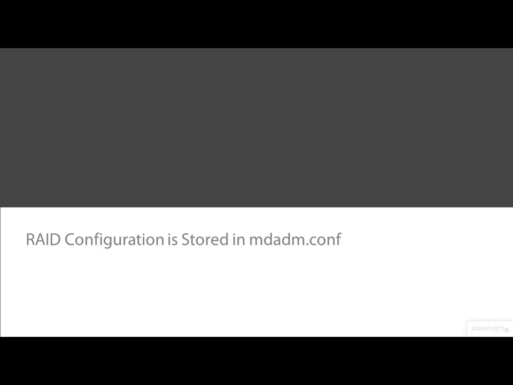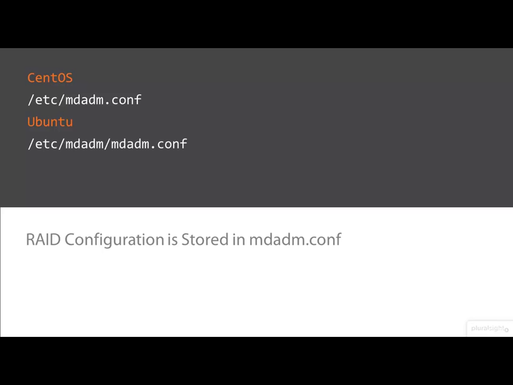To persist the RAID configuration, we need to store the information about which devices make up the array, and that's stored in the mdadm.conf. On a CentOS or Red Hat system, it's going to be /etc/mdadm.conf. On an Ubuntu or Debian-based system, we'll be looking at /etc/mdadm and then mdadm.conf. So it's just on the Debian-based systems that the etc directory has its own separate subdirectory for the configuration.